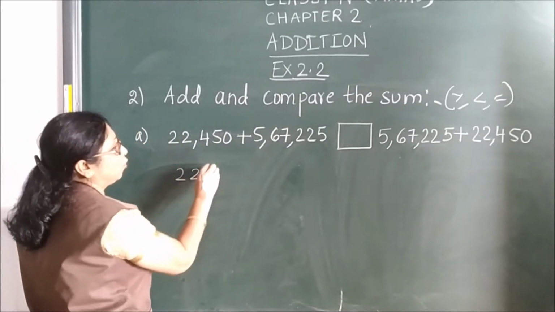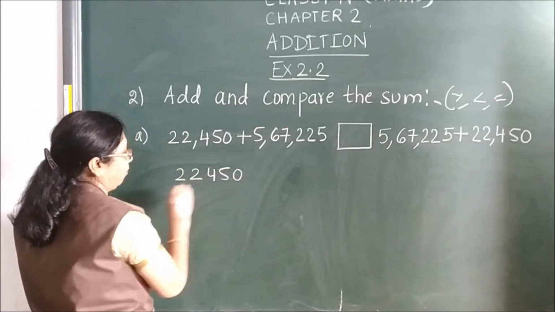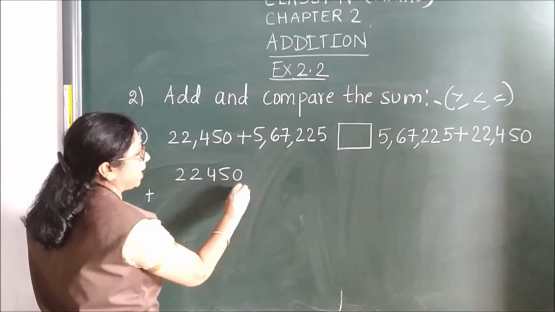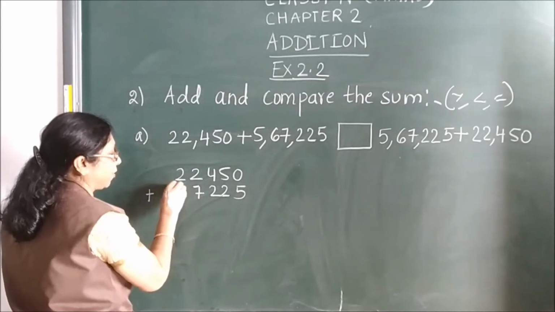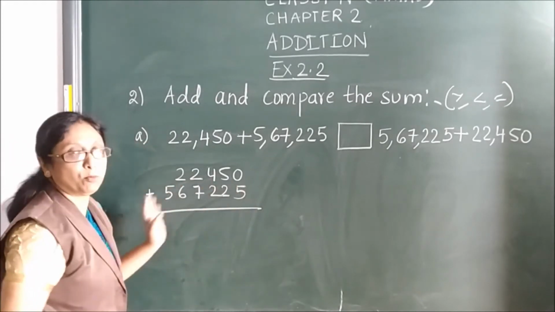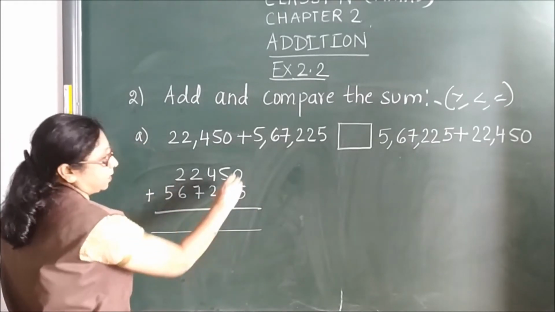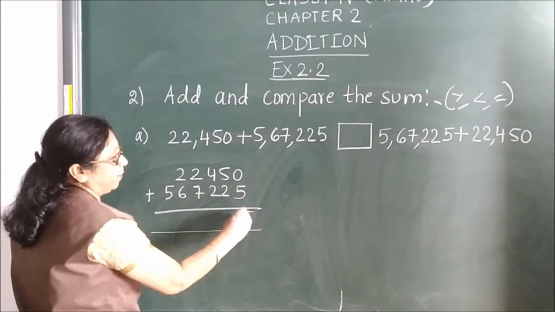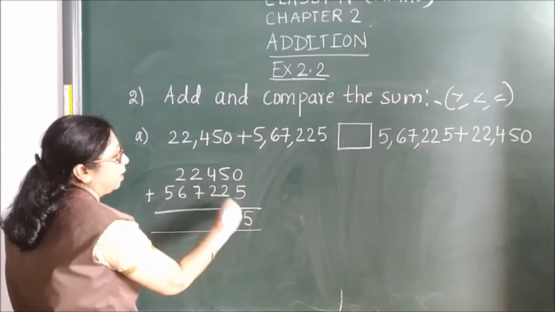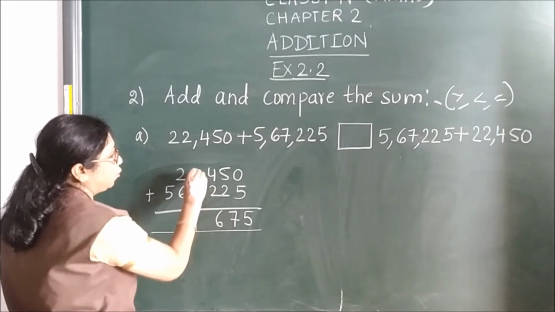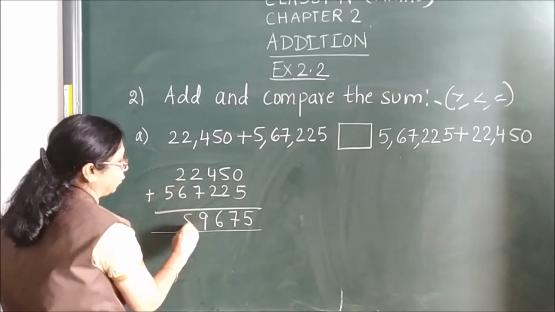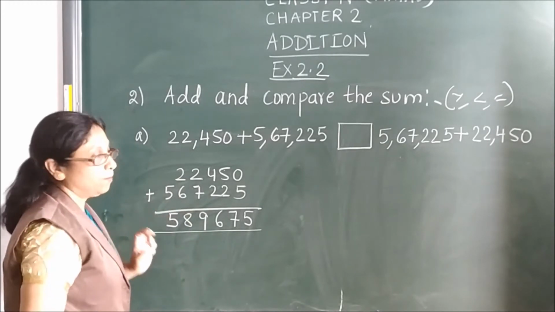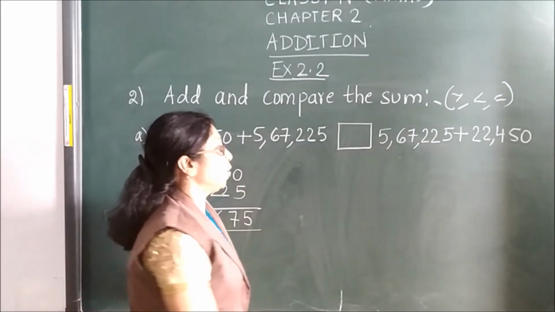So 2, 2, 4, 5, 0. And same way as we were doing the simple addition that we are going to do, we'll start writing the number from right and we'll move to left. Then add. 0 plus 5, 5. 5 plus 2, 7. 4 plus 2, 6. 2 plus 7, 9. 2 plus 6, 8. And then 5. Okay. Here also we are going to solve.